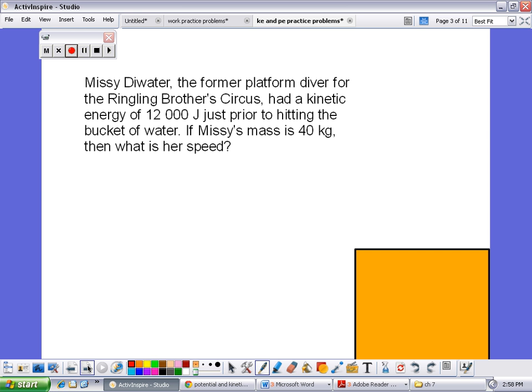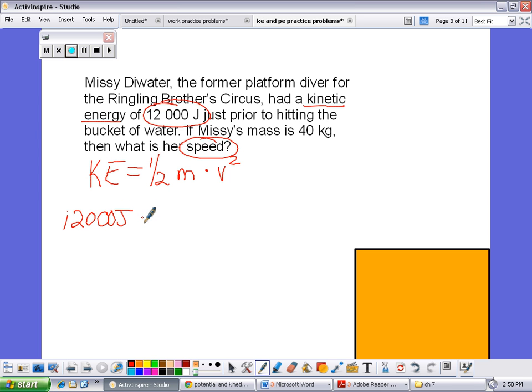So here it's asking us, what is her speed? So we look at the two equations, and the equation with the speed variable in it is the kinetic energy. So kinetic energy is 1/2 your mass multiplied by v squared. The information they provide us is kinetic energy, that's a giveaway of what equation to use, which is 12,000 joules. So 12,000 joules equals 1/2 of the mass, and the mass is 40 kilograms, multiplied by v squared.